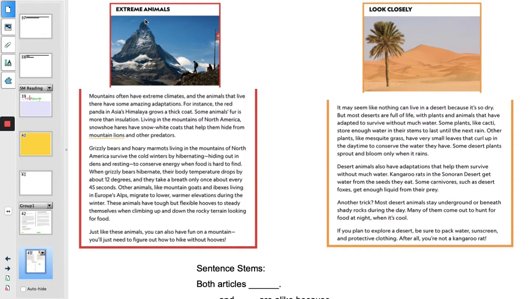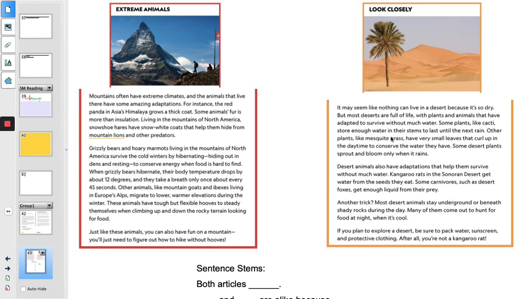When grizzly bears hibernate, their body temperature drops by about 12 degrees, and they take a breath only once about every 45 seconds. Other animals, like mountain goats and ibexes living in Europe's Alps, migrate to lower, warmer elevations during the winter. These animals have tough but flexible hooves to steady themselves when climbing up and down the rocky terrain looking for food. Just like these animals, you can also have fun on a mountain. You'll just need to figure out how to hike without hooves. So that's my Extreme Animals article.